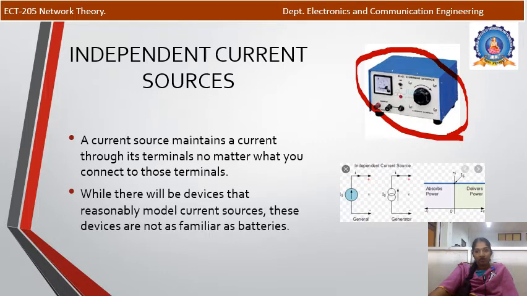Here the diagram shows the circuit symbol for the independent current source. The first one is DC and the second one is AC.